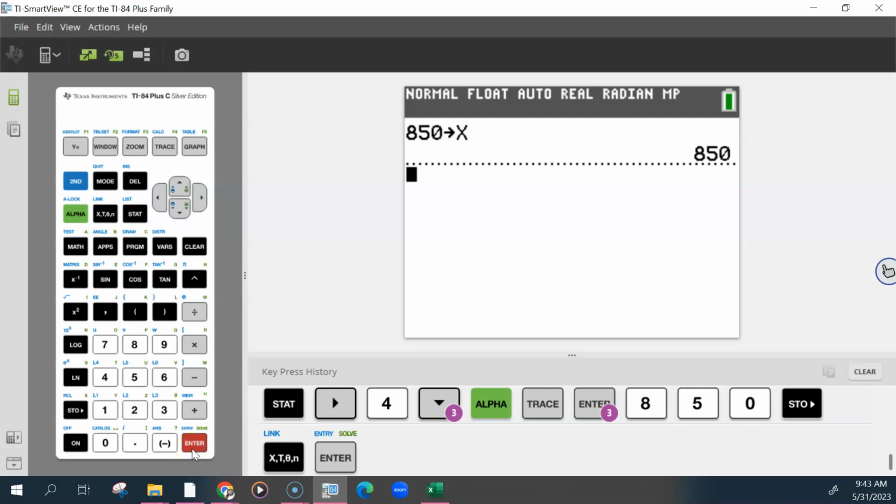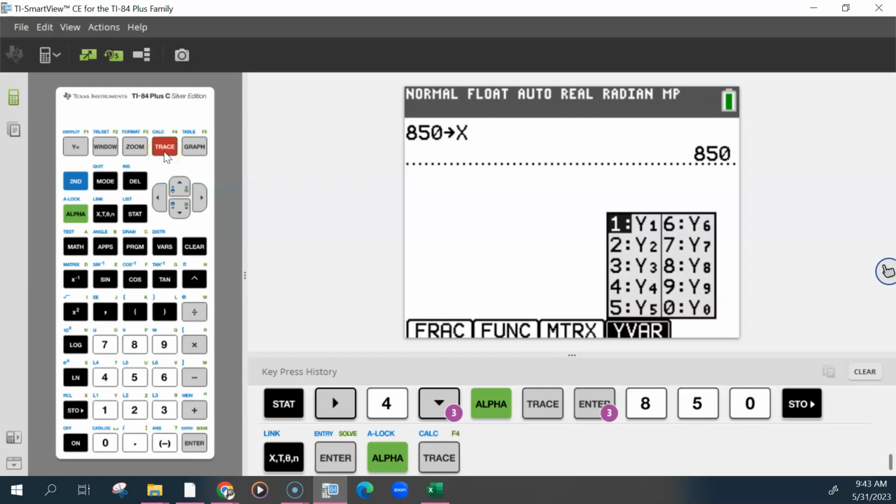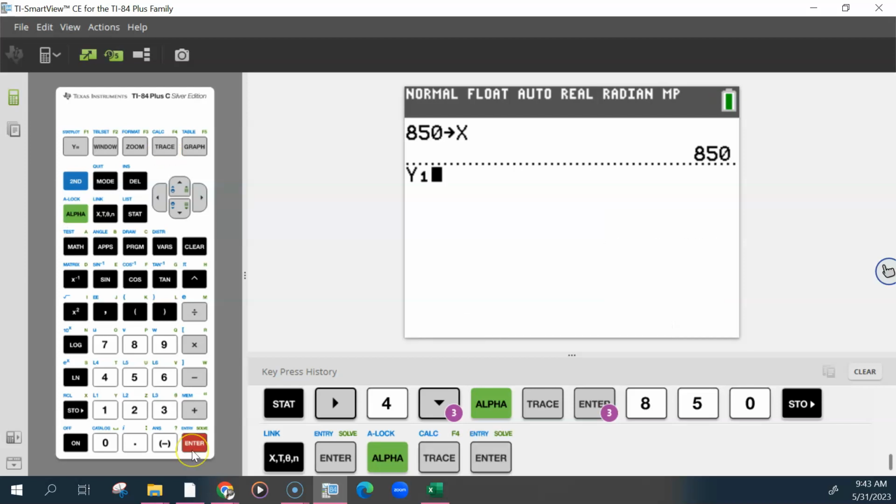So now my x value is 850, but I want my equation to be solved with that value. So I'm going to go back and grab my equation, alpha trace, and we stored it in the first one, so enter, and enter once more. That would give us the answer to part A, and this is round to the nearest dollar, so 152.something, 153. Even though it's not enough to round it up, we still have change, so still round it up to $153.